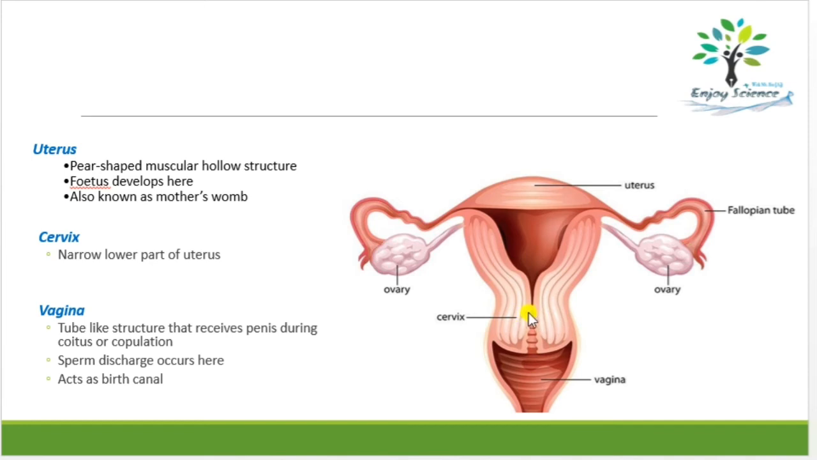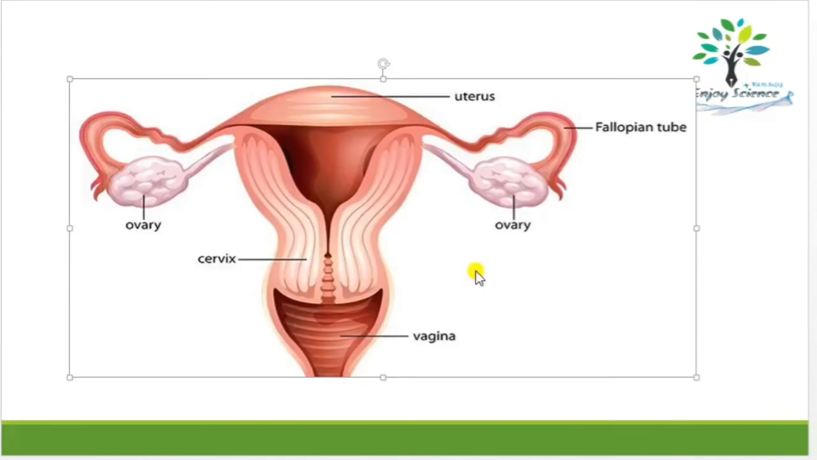The cervix is also one of the female reproductive ducts. This cervix opens to the external, slightly broader duct, which is called the vagina. The vagina receives the penis during coitus or copulation, and sperm gets discharged in the vagina. The vagina also acts as a birth canal. So this is all about the female reproductive system.